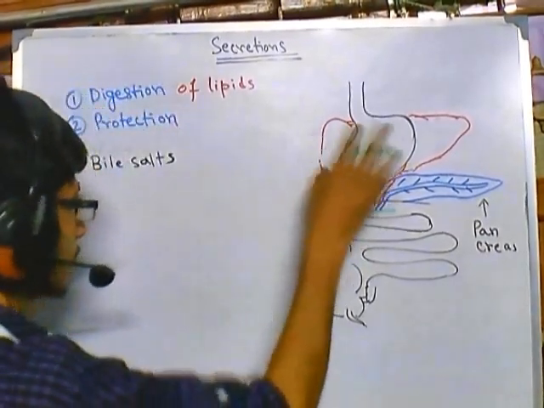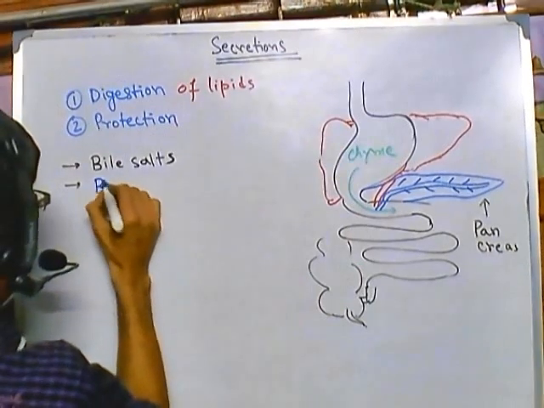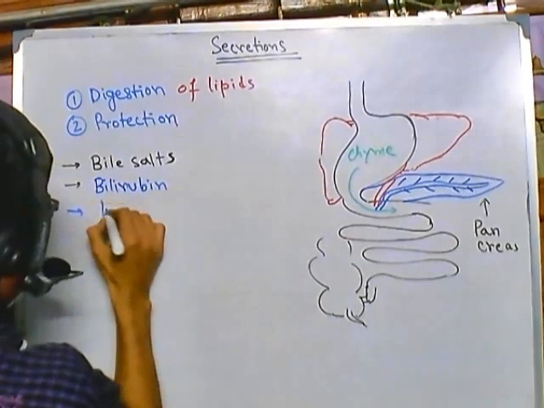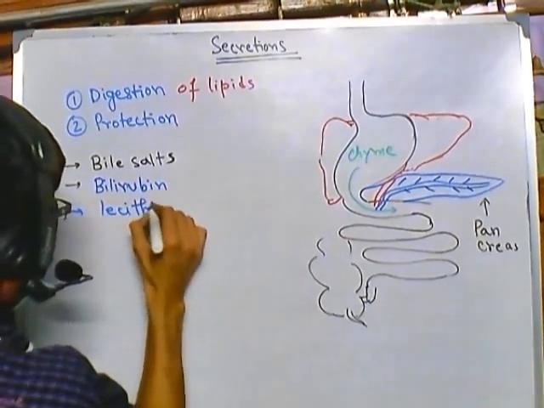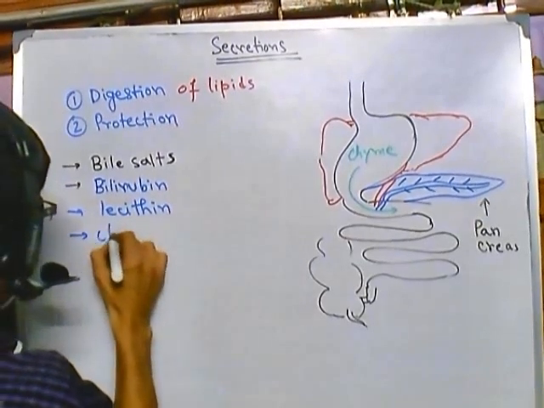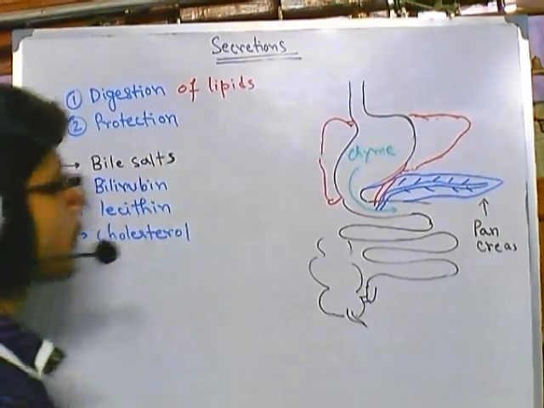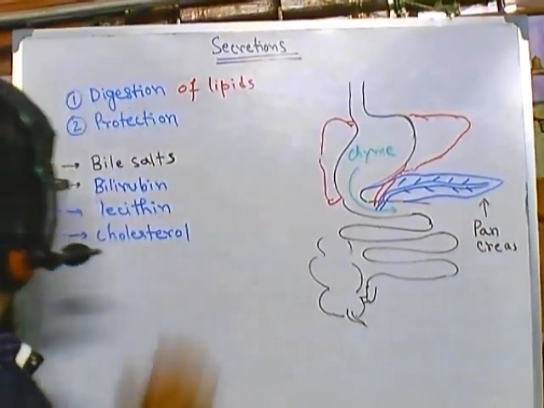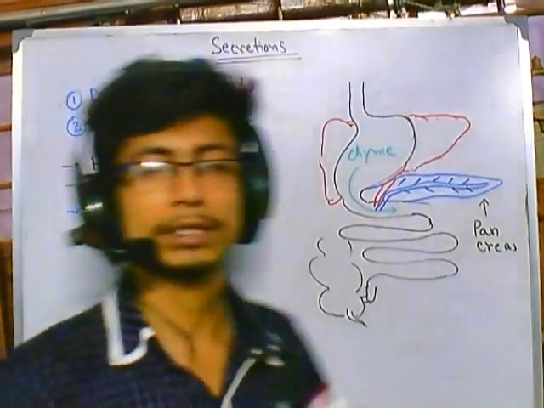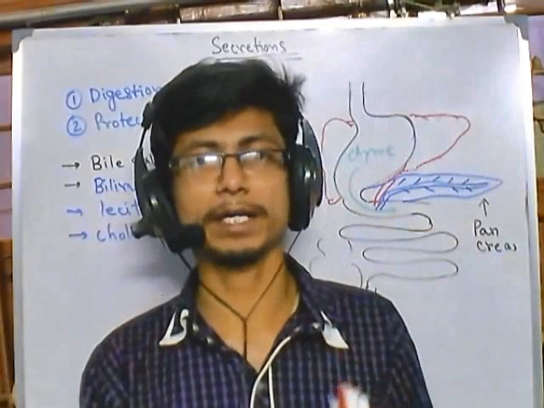also in the mixture of the liver secretions there are other things like bilirubin, lecithin, bile, and also cholesterol. These are the molecules secreted by the liver, and you can see that cholesterol and all of them are related to bile. And bile salts, this is a very important thing here, help in emulsifying fats.